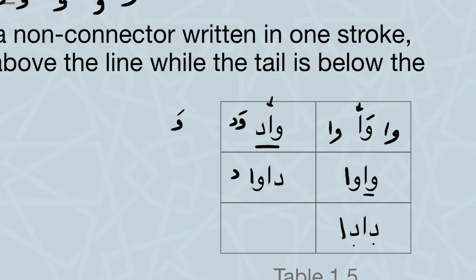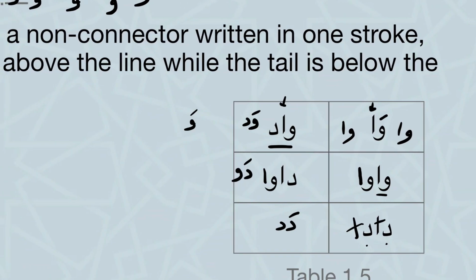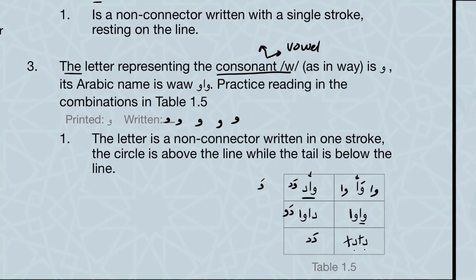This here without the alif would be daw, daw. But this one is dawa, dawa. If we remove both alifs, we end up with this, right? So it's going to be dad, dad. I hope the length of the vowel is very obvious. So far, does anyone have any questions about the vowels, or how these words are pronounced, or any questions in general?